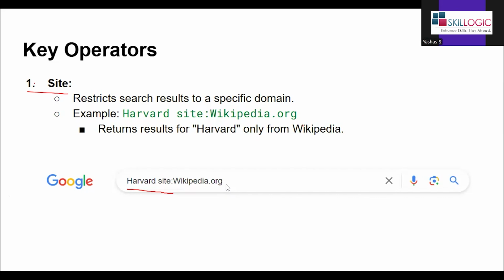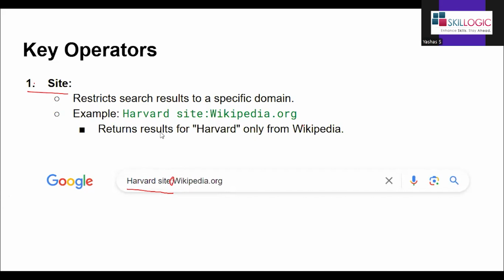So here, which operator are we using? We are using the colon operator. That is nothing but the site operator. This is the operator we are using. That gives the result for Harvard from the Wikipedia page. So that will narrow down our results.